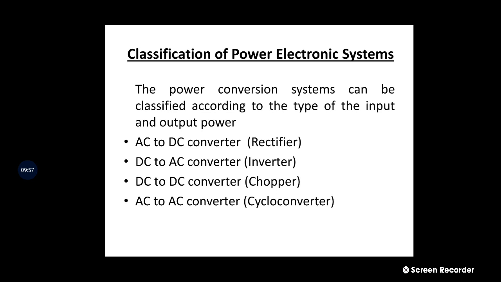And the fourth one is the AC to AC converter. This is called a cycloconverter. This is useful for providing a particular AC supply or AC power to the particular device.